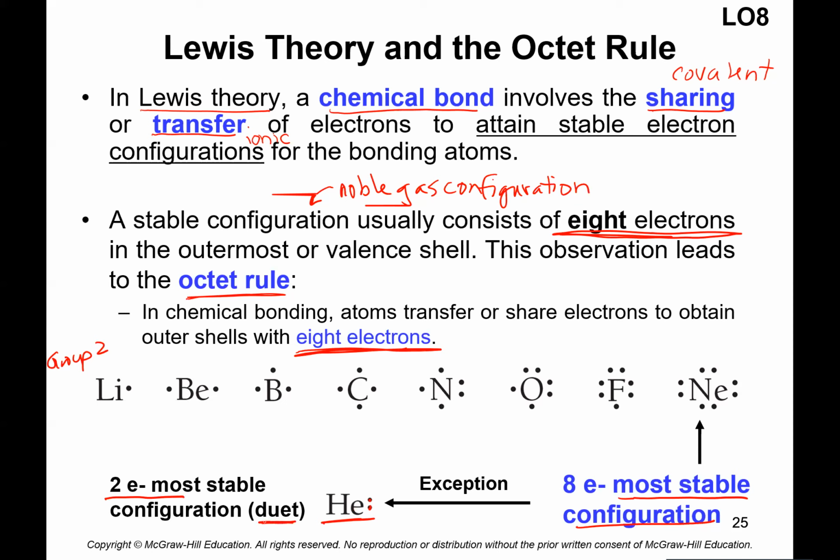Okay? So it's an exception in terms of the octet rule, meaning we don't count 8 electrons to determine the most stable configuration. What we are saying is that helium is stable. It is still a stable configuration. It's just able to achieve that stability with just two valence electrons.